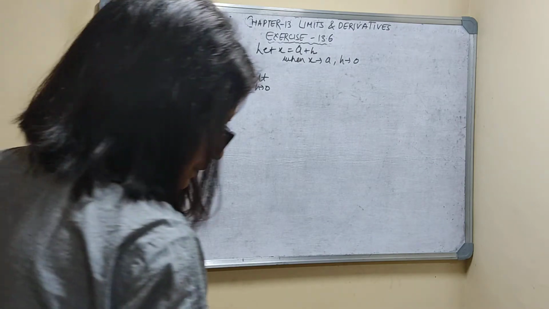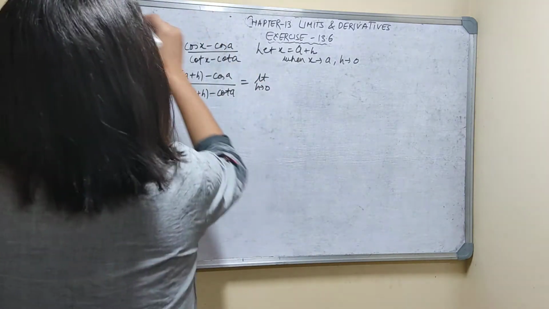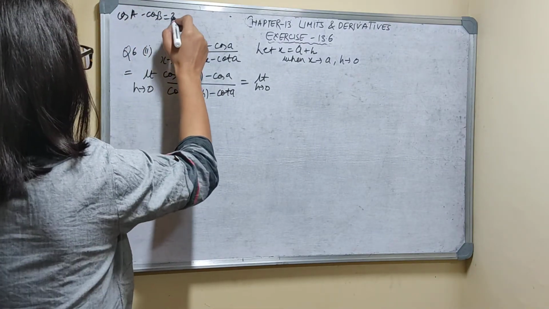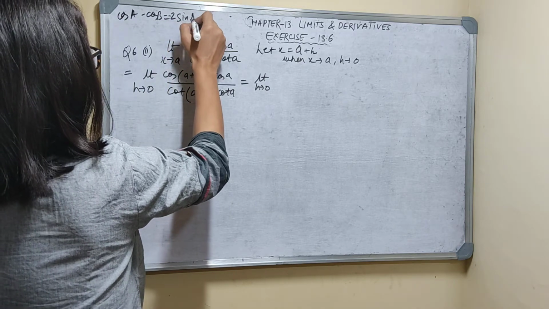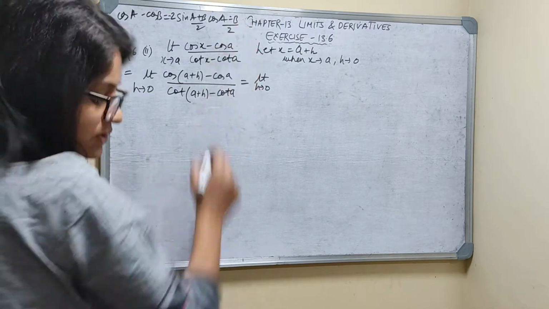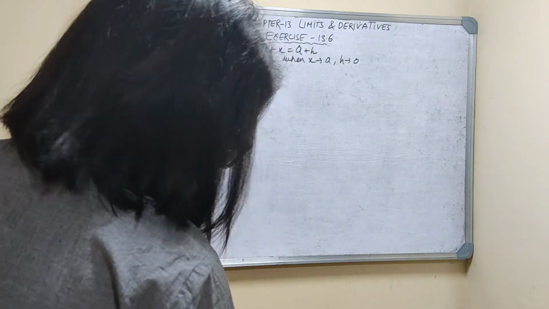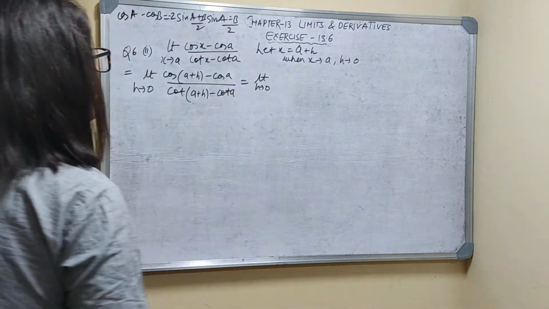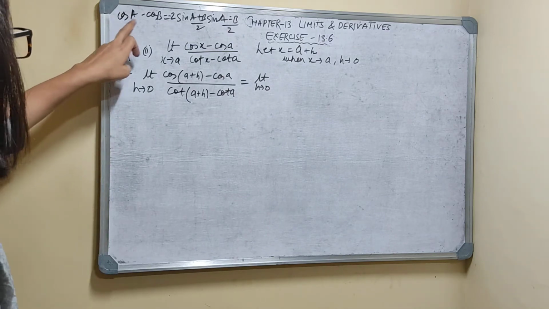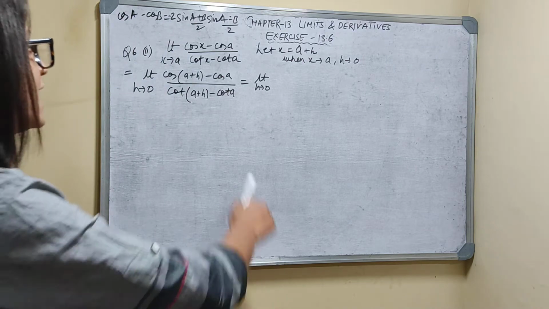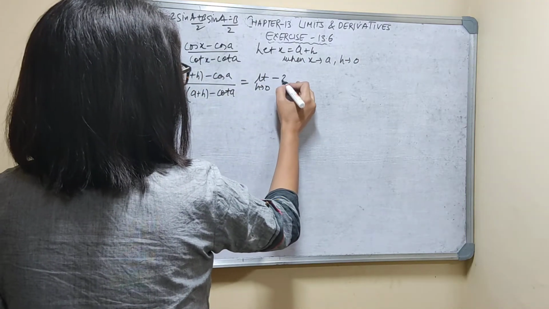That is cos A minus cos B. The formula is minus 2 sin A plus B by 2 sin A minus B by 2. This is the formula for cos A minus cos B. You can write minus 2 sin A plus B by 2 sin A minus B by 2.